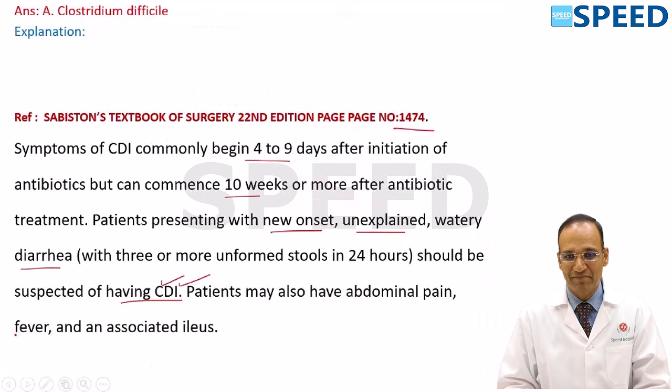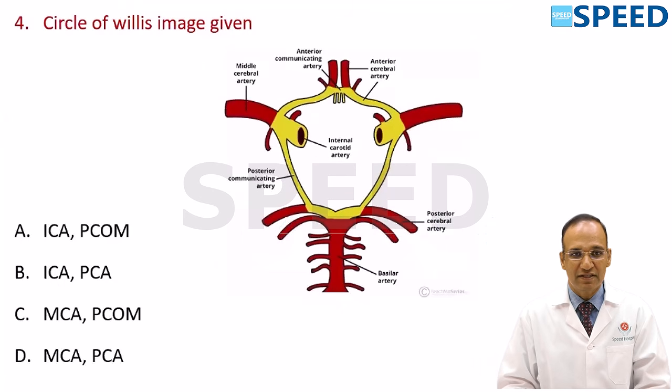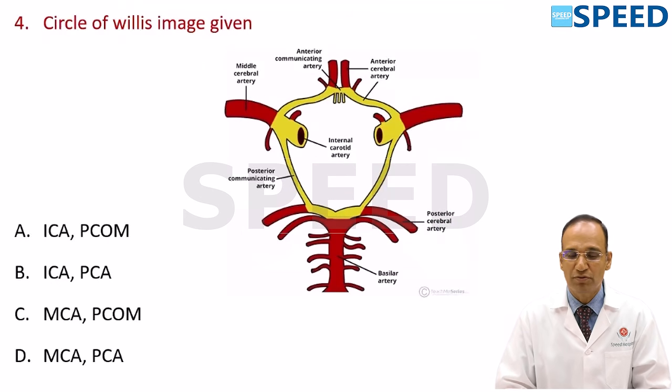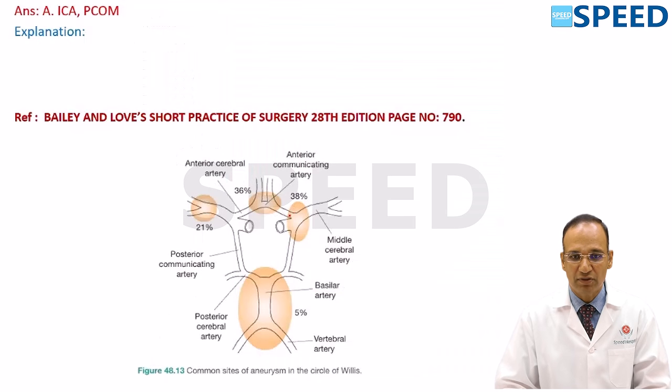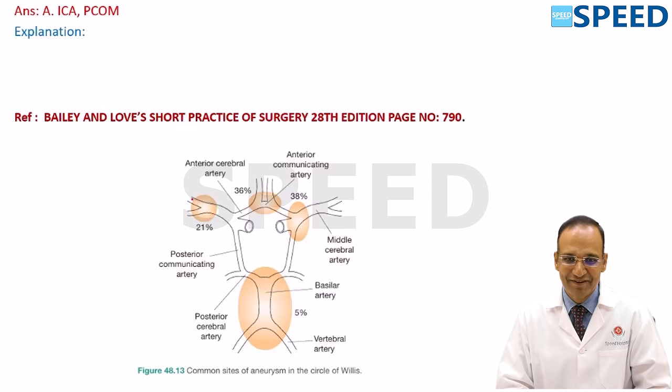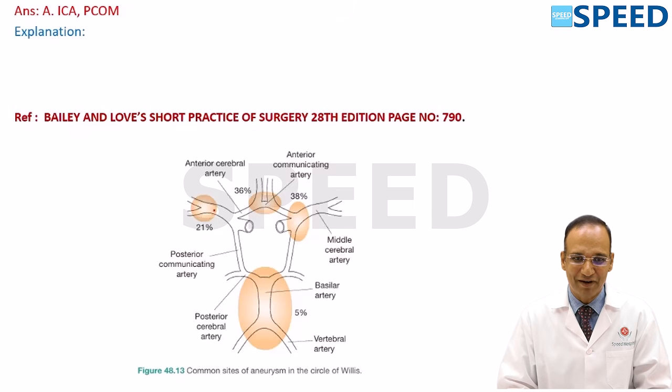Clear? Okay, next. Circle of Willis, this image was given, and what exactly the question was, I don't know. I believe it would be an aneurysm, berry aneurysm, the location of berry aneurysm. That's what I heard. Now, if they ask you the location of berry aneurysm, then you will have to know, number one will be the junction of internal carotid artery and posterior communicating. The second most common location will be anterior cerebral and anterior communicating. And the third location could be around the middle cerebral artery.